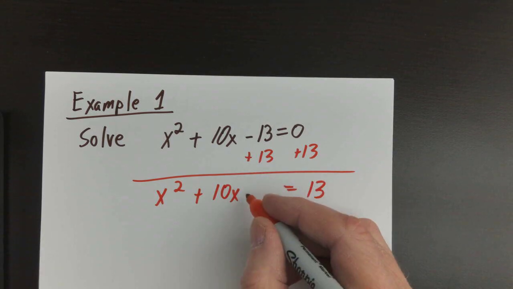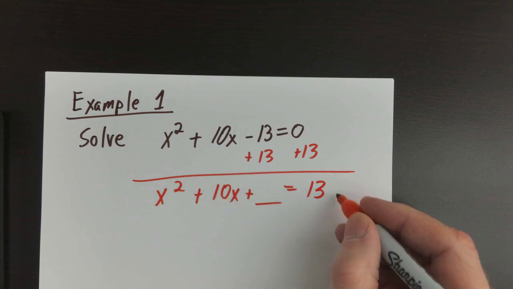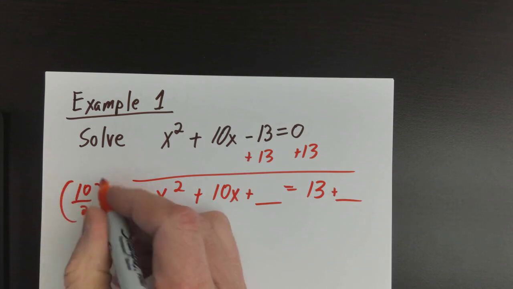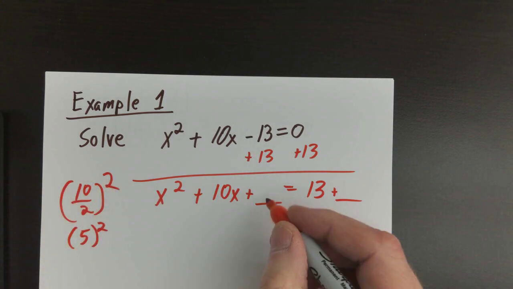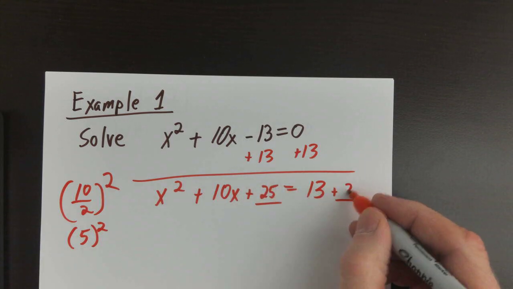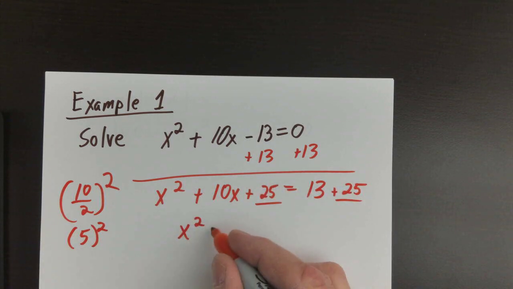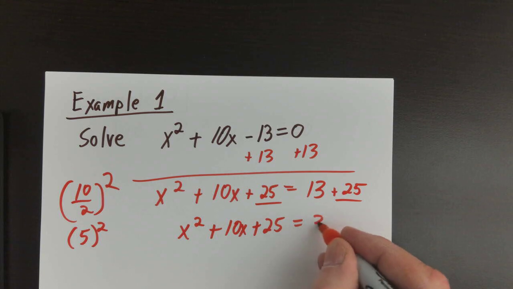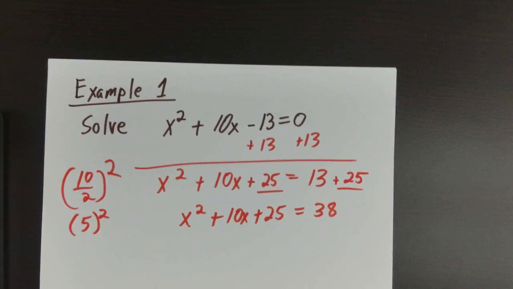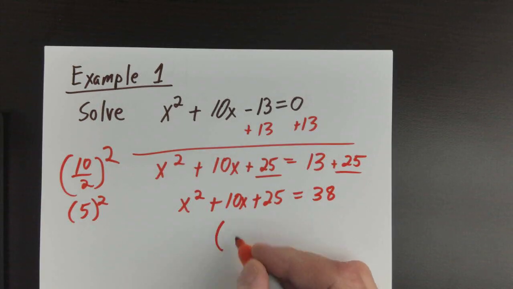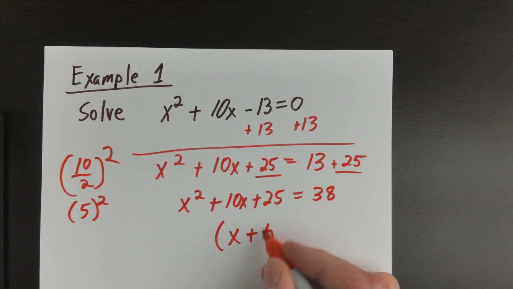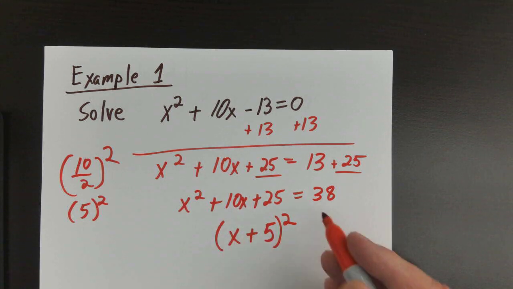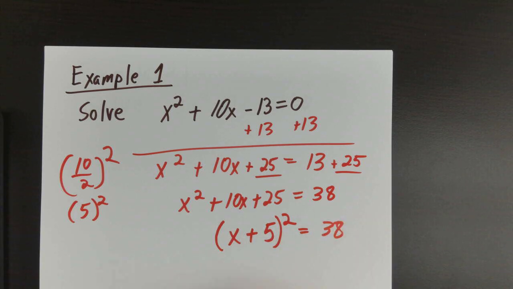The next thing is to complete the square. We need to take 10 divided by 2 and square that, which is 5 squared. So I'm going to add 25 to both sides. I have x squared plus 10x plus 25 equals 38. Then I'm going to rewrite this as x plus 5 squared. Remember, we take 2 times the first term times the second term, and we get that middle term. And that's equal to 38.